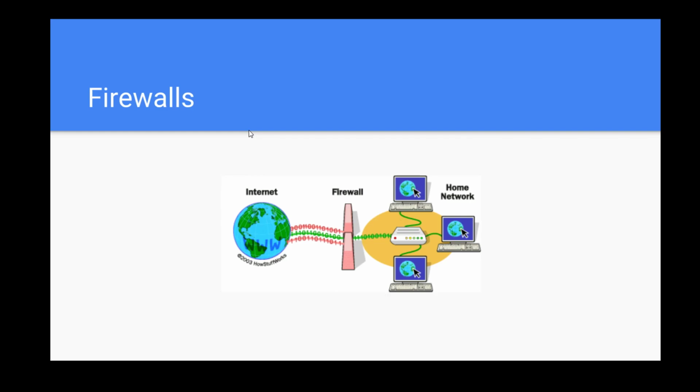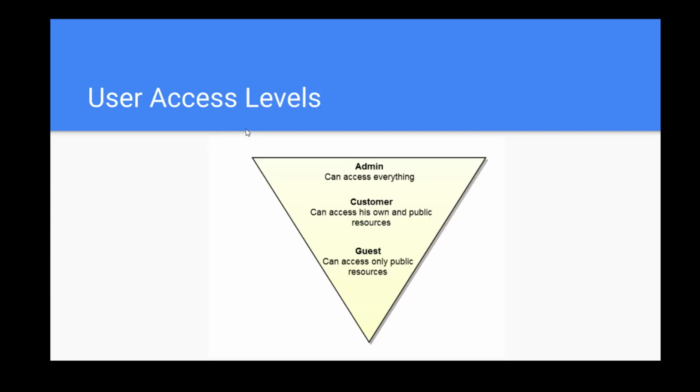Most large companies have got hardware firewalls and software firewalls because they need to make sure their networks remain up and as secure as possible. User access levels are again very helpful. It would be nice if everyone had admin access to everything so they can do what they need to, but unfortunately that's not the case.